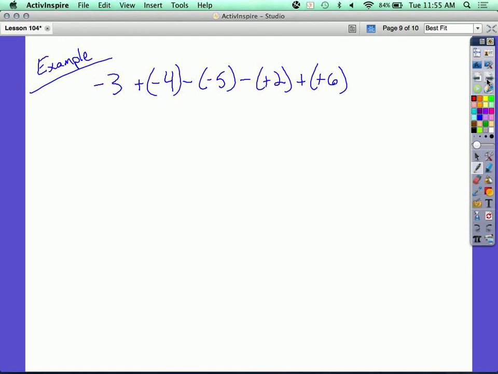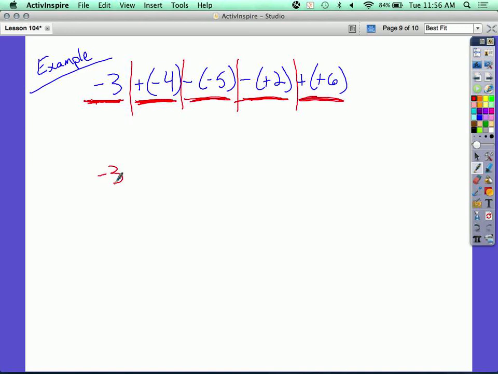So what I'm going to do is I'm going to underline all my sets of numbers. So I have a negative 3, so my underline ends there, plus a negative 4. So when there's just one sign in there, it's plus or minus, and then we have the negative sign. So this is that plus negative 4, I have minus a negative 5, minus a positive 2, and plus a positive 6. So if I wanted to, I could kind of box these out so I know what my numbers are. Okay?